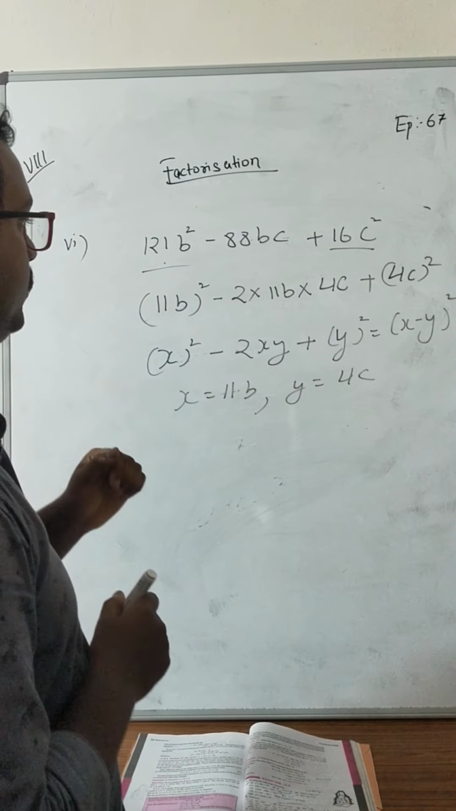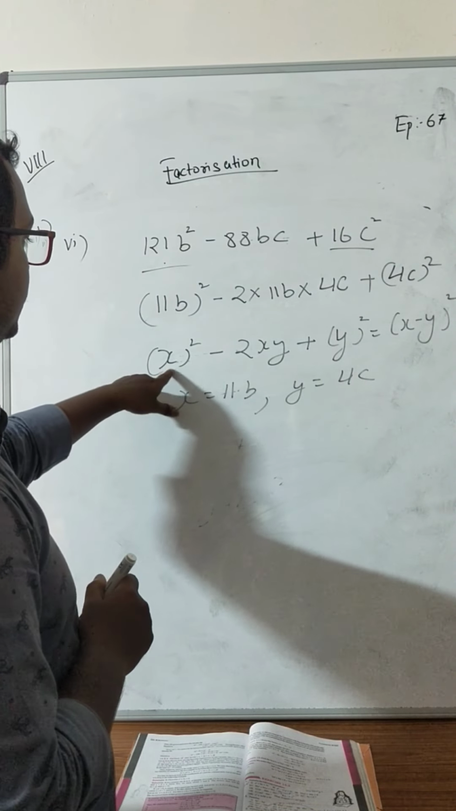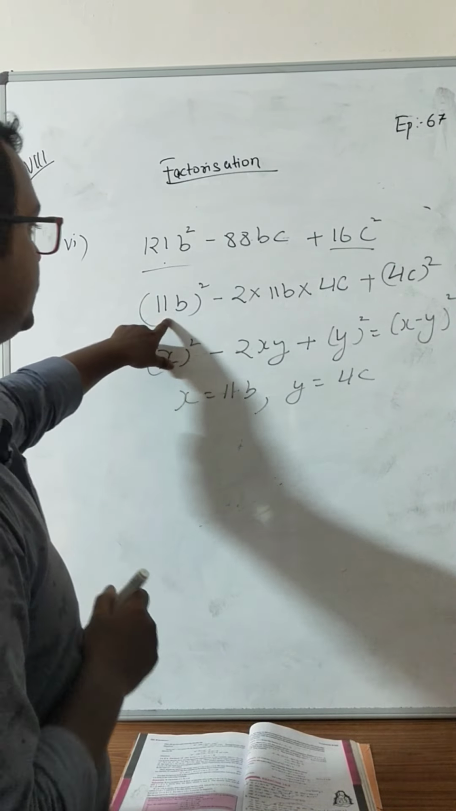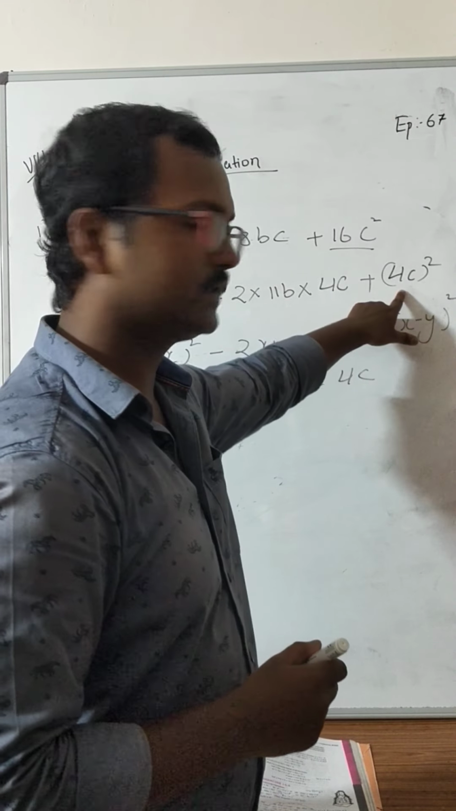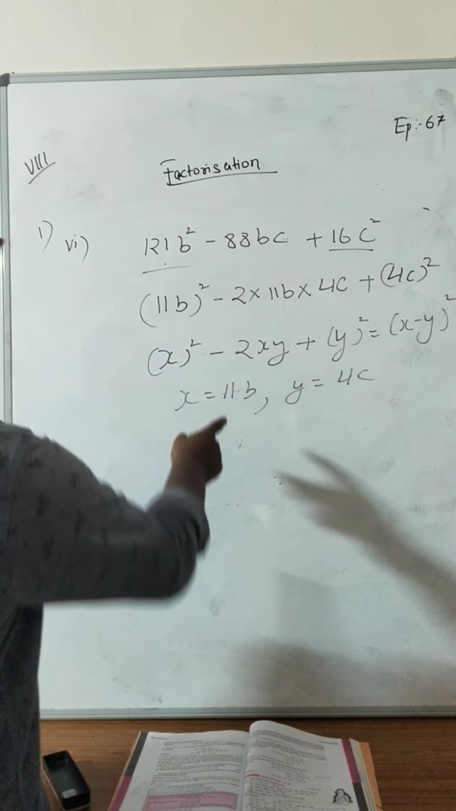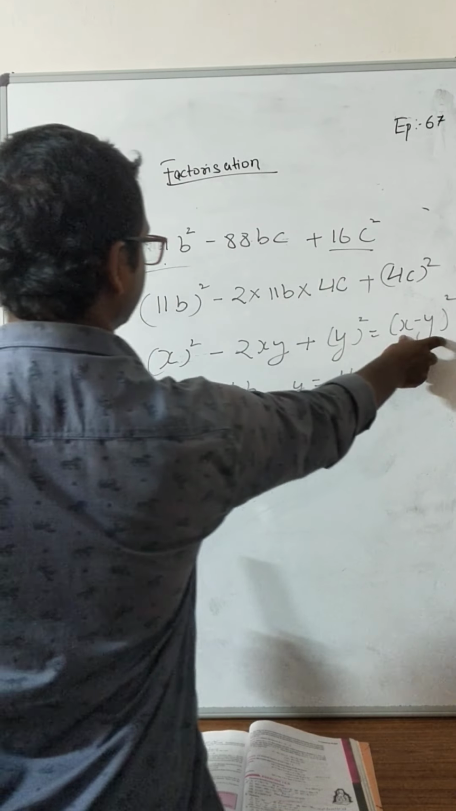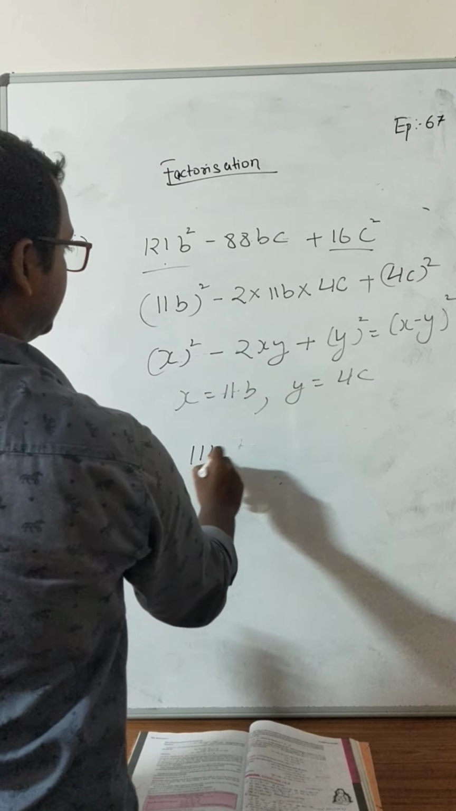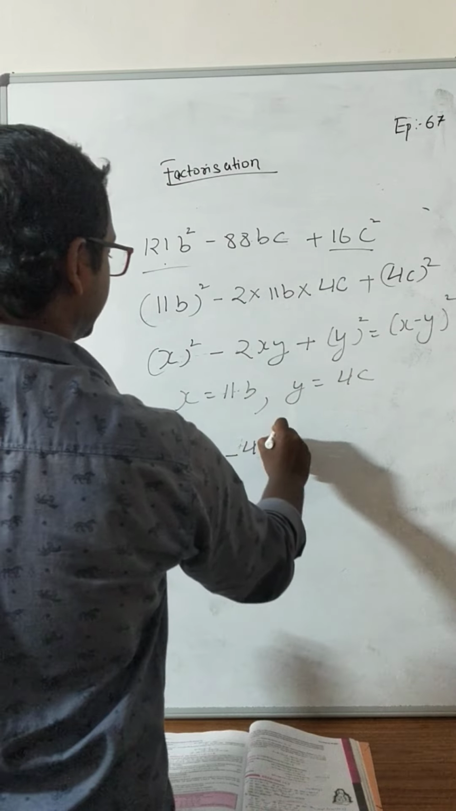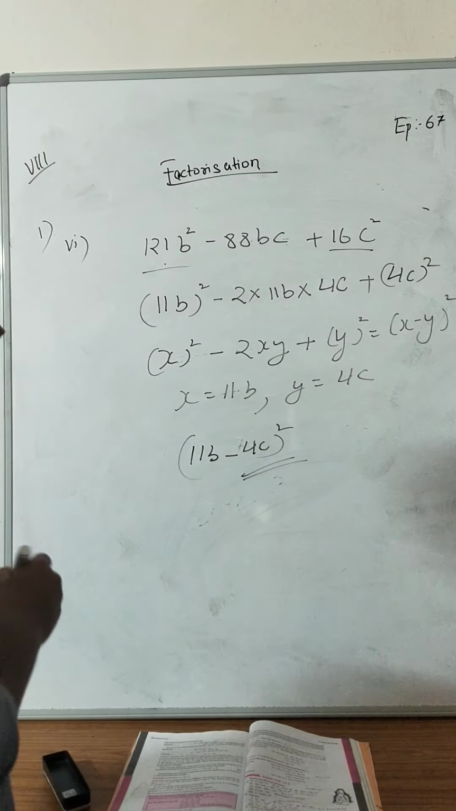Okay, now how to find the a and x and y? See, the first term 11b is x, the third term is y, which is 4c. Okay, now we got the x and y. Now put it into this formula, which is (11b minus 4c) whole square. This is our final answer.